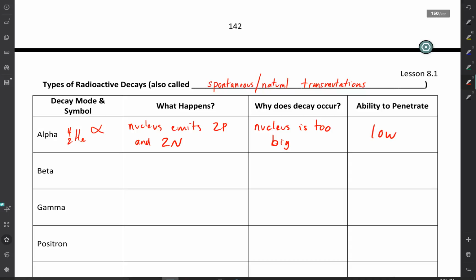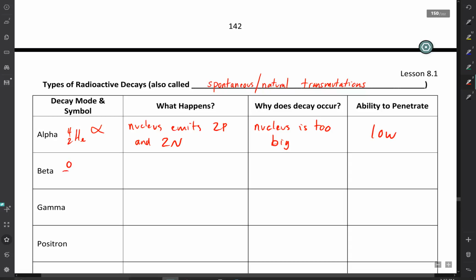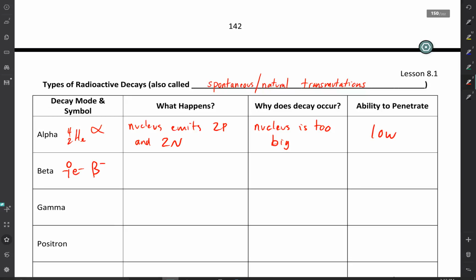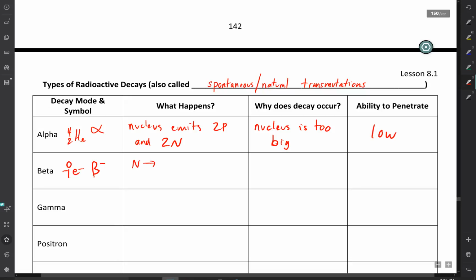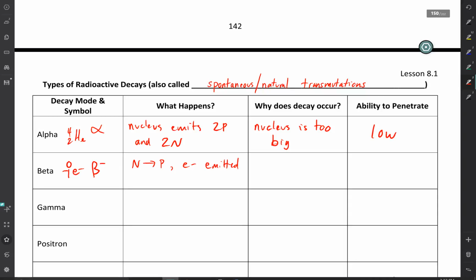All right, up next we have beta particles. Beta particles look a lot like electrons. In fact, they are electrons. So you'll see them represented using either of those symbols. Again, check Table O. Basically what happens is a neutron is turned into a proton, and an electron is emitted. And I've got all sorts of abbreviations and shorthands going on. Hopefully you can follow. And this occurs really because the proton to neutron ratio is unfavorable.